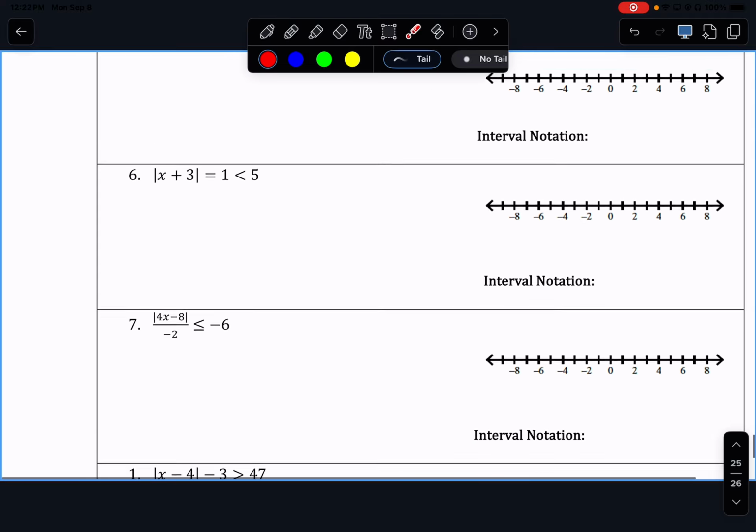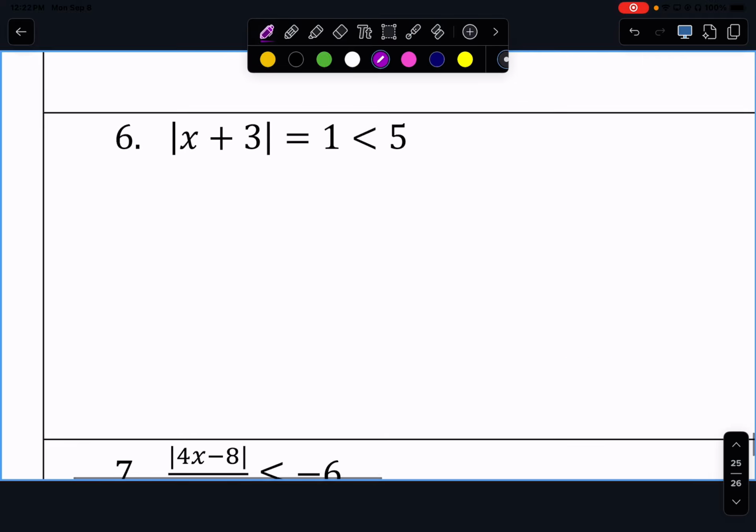I want us to drop down to question 6. So question 6, I had a little bit of a typo. And we're going to change that equal sign into a plus. And then after that, I had to isolate my absolute value. So what do I need to do to isolate it? Minus 1. So we get absolute value of x plus 3 is less than, what is 5 minus 1?